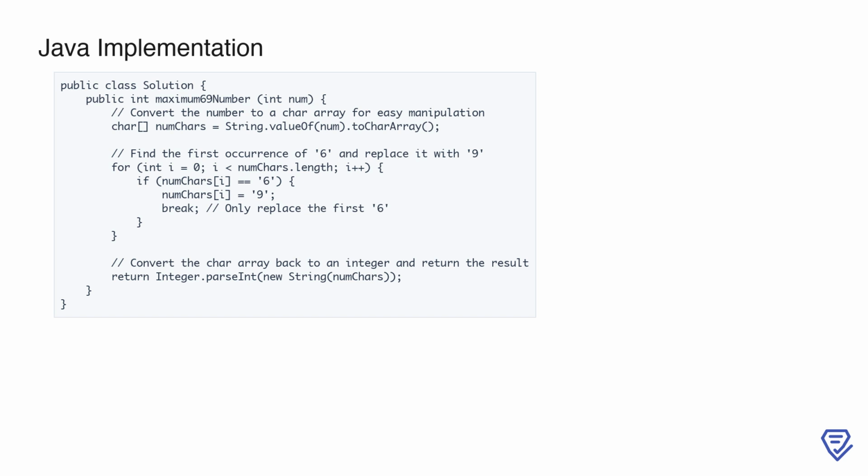This is the Java implementation for LeetCode problem number 1323, maximum 69 number. The solution mirrors the Python logic by converting the integer to a string, using a character array in Java, replacing the first 6 with 9, and converting it back to an integer. Key differences include the use of Java's char for string manipulation and Integer.parseInt for conversion. The logic ensures only the first occurrence of 6 is replaced, maximizing the number.